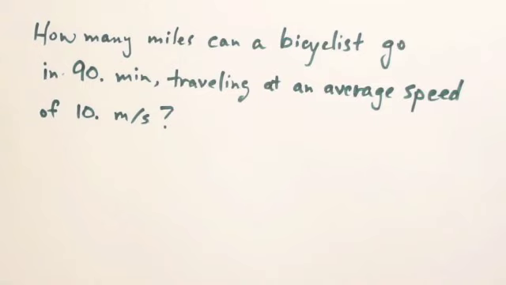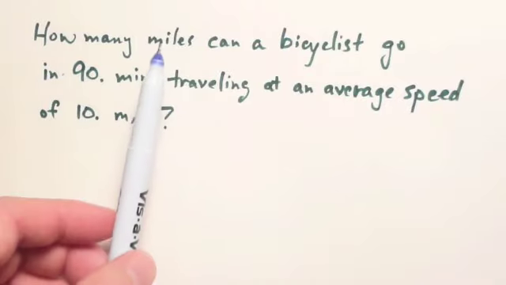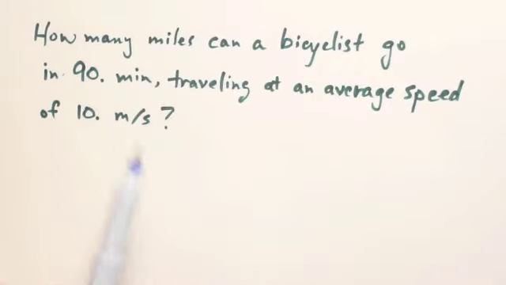How many miles can a bicyclist go in 90 minutes traveling at an average speed of 10 meters per second? This is not just conversion of units, because we're asked how many miles, but we're not given any other distance. The only distance we're given is 10 meters per second. That's a speed. And we're given time, so we have to do a calculation and unit conversion.